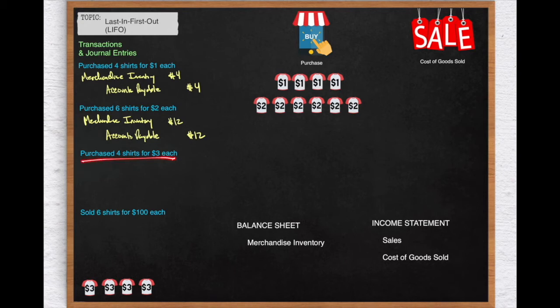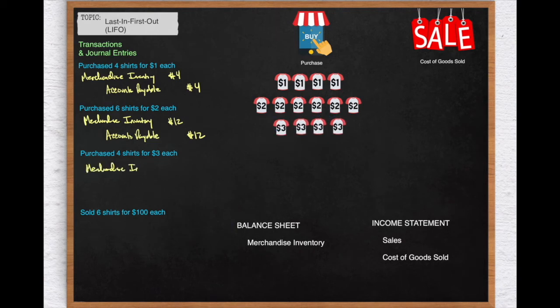We again purchased some more shirts, and when we did, the supplier increased our prices to $3. It's the exact same shirts, I've got to stress that. It's a perpetual inventory system, so we'll increase merchandise inventory to update our inventory records. This time it's for $12, and it was on account, so let's credit accounts payable for also $12.